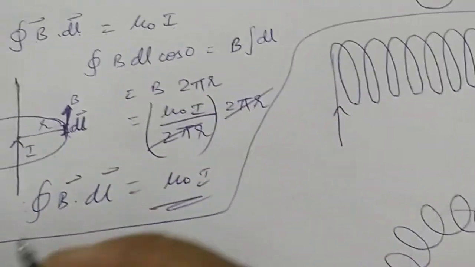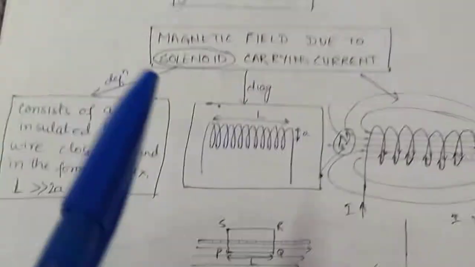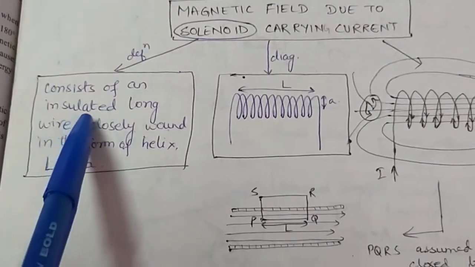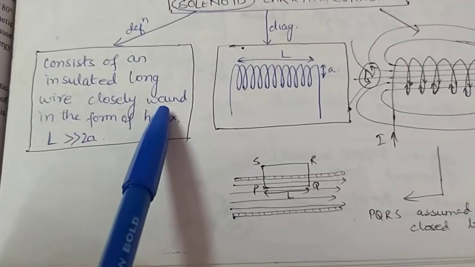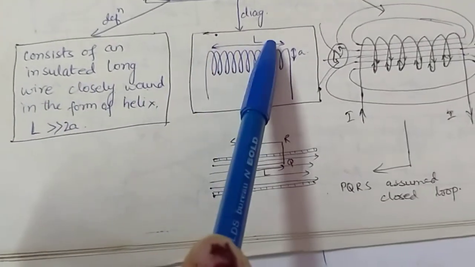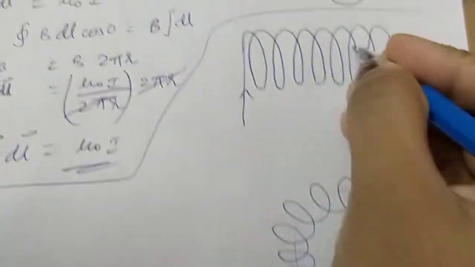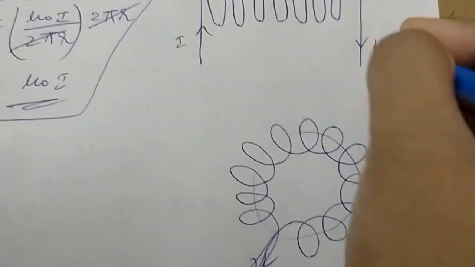For that we use Ampere's circuital law. Now a solenoid, if you want to define it, consists of an insulated long wire closely wound in the form of a helix, where the length of the solenoid is much greater than its diameter. So here, suppose this is your solenoid, and this is the current going, coming.